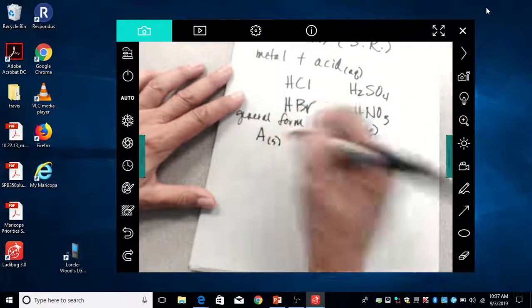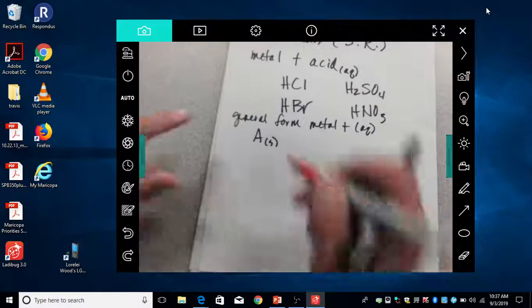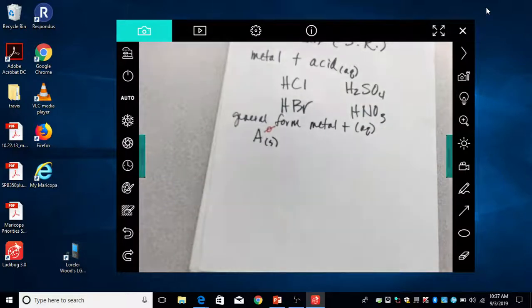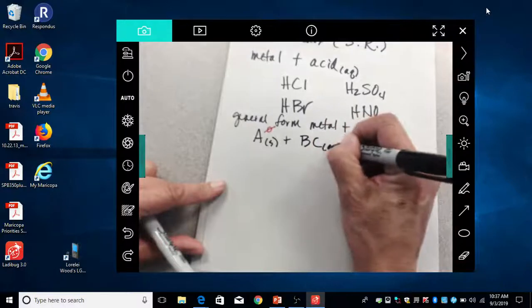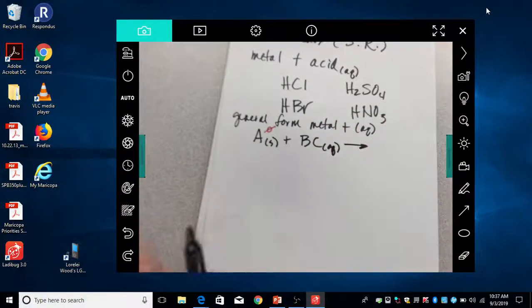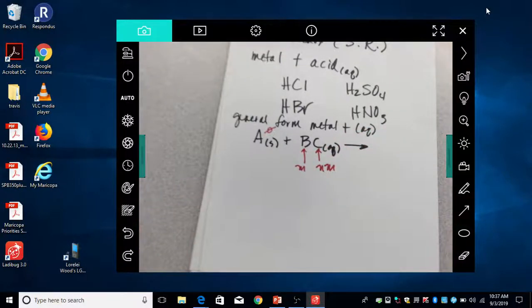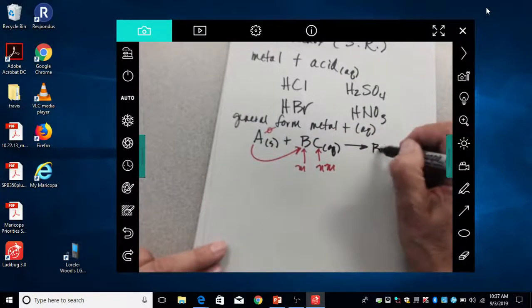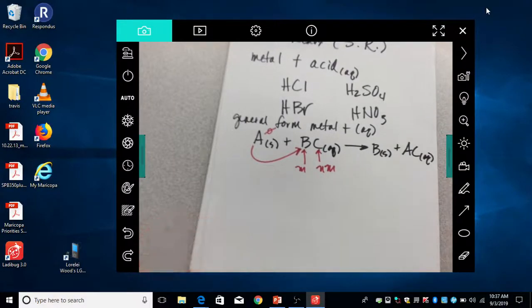A is our metal solid, which remember when we're talking about the charges of an element in its solid form, what's the charge on a metal in elemental form? 0 charge. It has all the electrons it was born with. In general form, we would add it to BC, which is our aqueous solution. So this would be the metal, and this would be the non-metal in our aqueous solution. If A is more active than B, then a replacement will occur. B would come out as the new solid, and we would have a new aqueous solution, right? That's if it was a metal in an aqueous solution, which is what we already talked about.